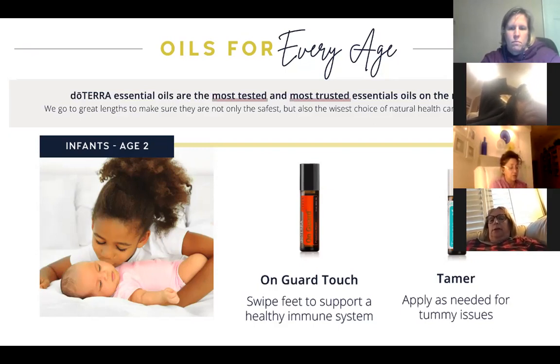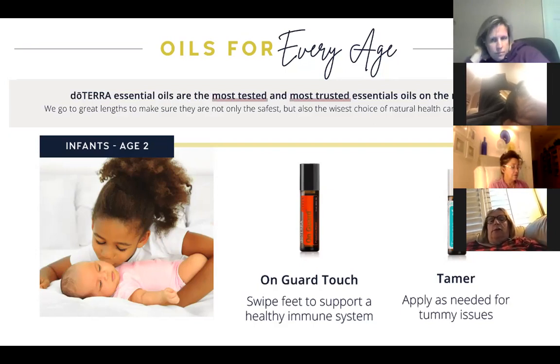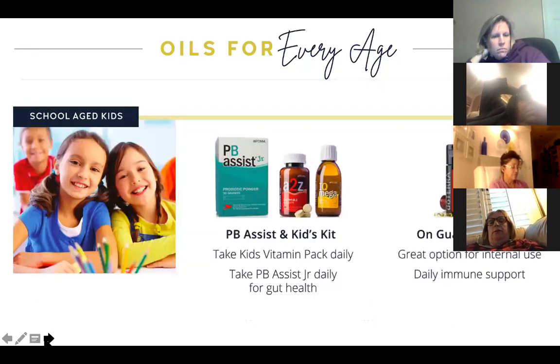And the one thing that I would say is, as we talk about using oils with our children, and especially with infants and during pregnancy, doTERRA essential oils are the most tested and trusted essential oils on the market. And so it's because we can have that confidence in their purity and their potency that we're comfortable with using them safely with even these youngest members of our family.